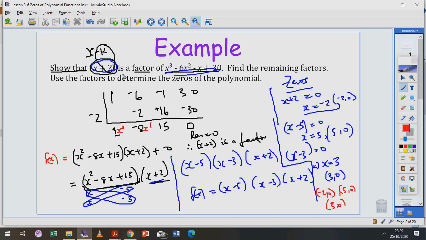I have used my knowledge of synthetic division and the remainder theorem to find the zeros and the factors of this expression. So that's what has happened.